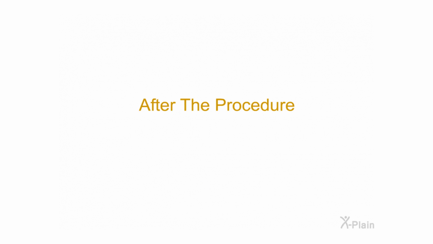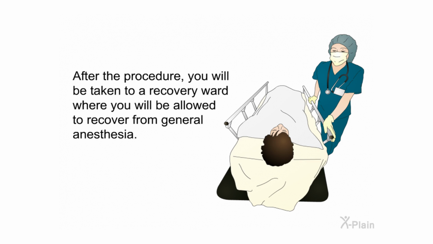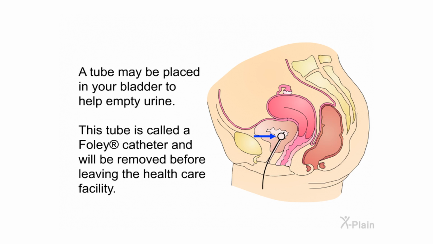After the procedure, you will be taken to a recovery ward where you will be allowed to recover from general anesthesia. A tube may be placed in your bladder to help empty urine. This tube is called a Foley catheter and will be removed before leaving the healthcare facility.